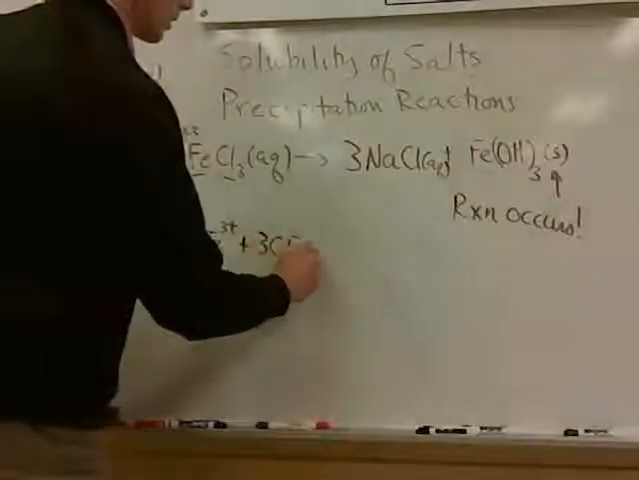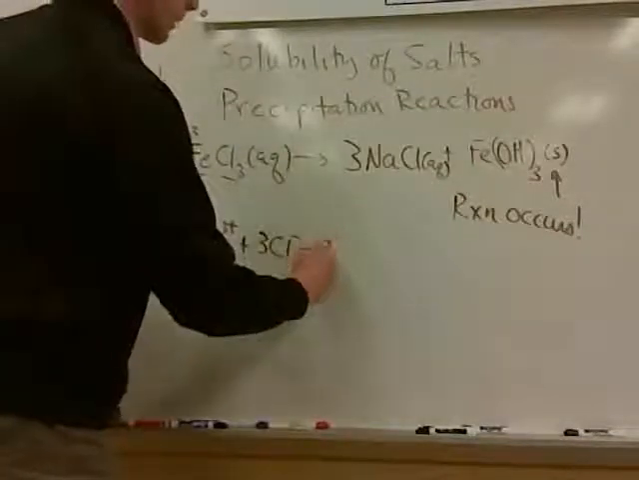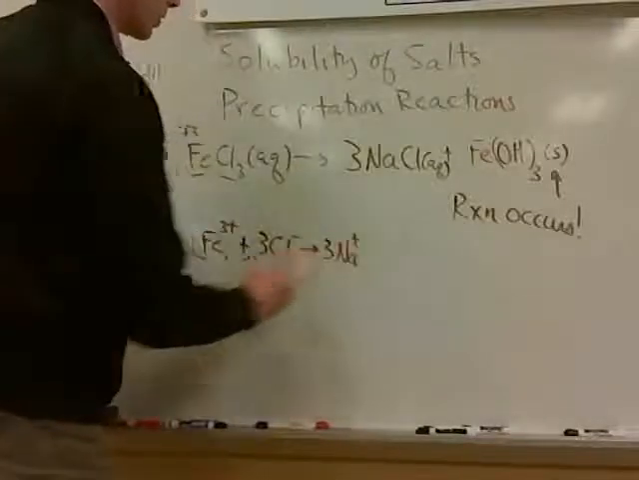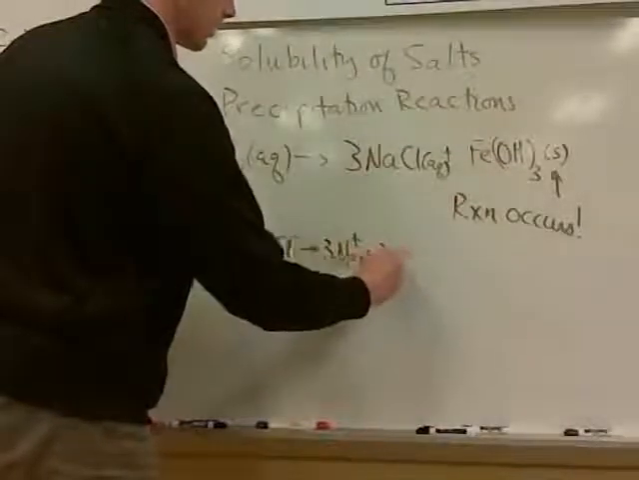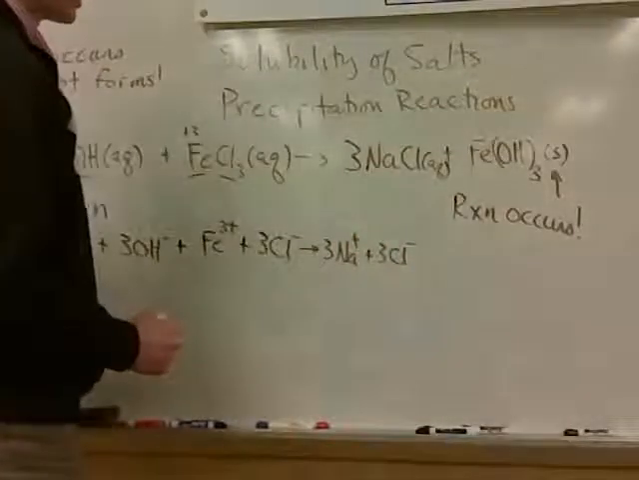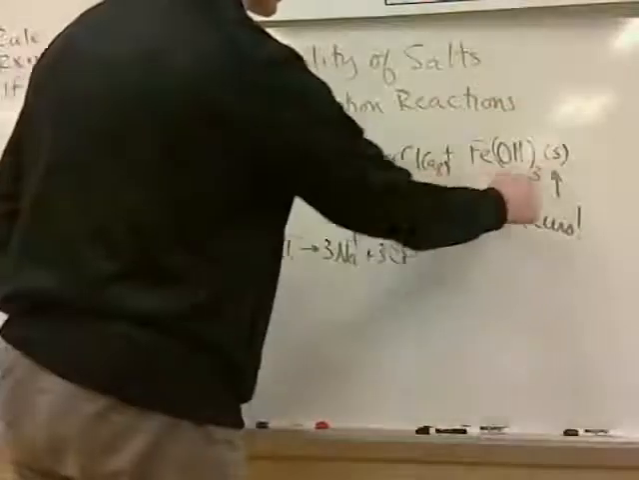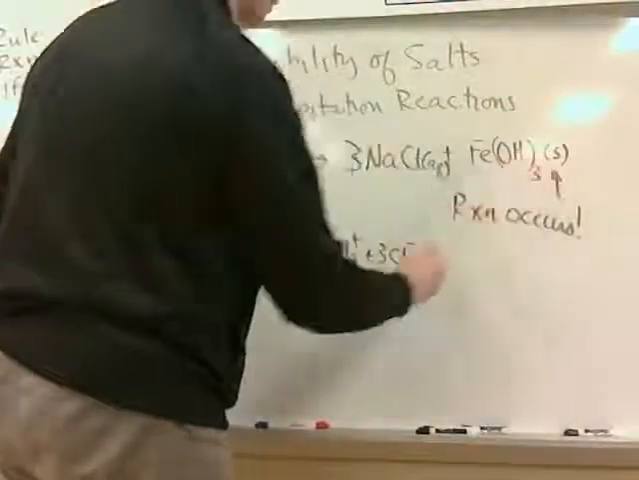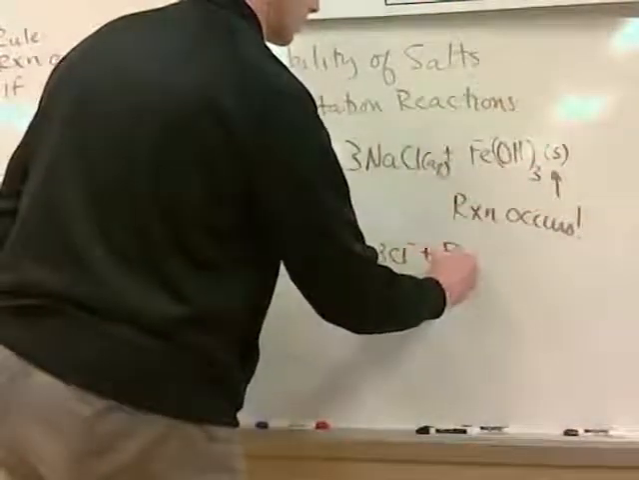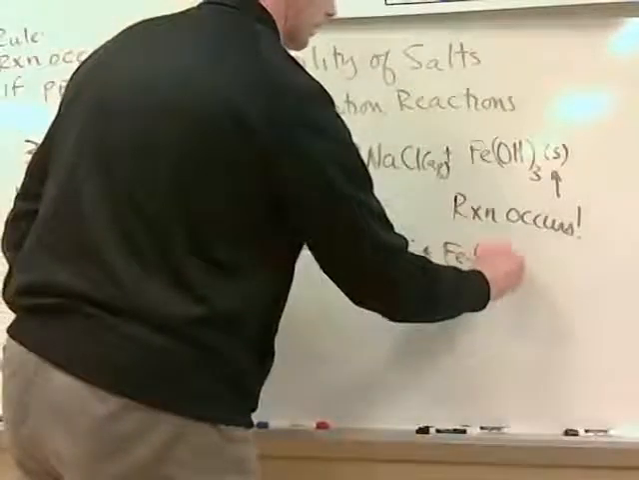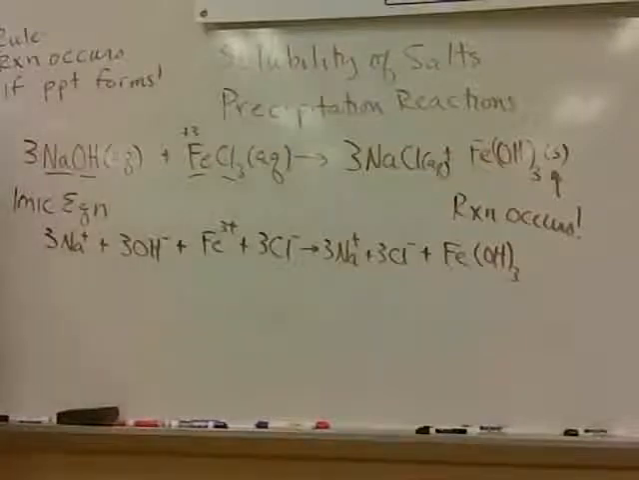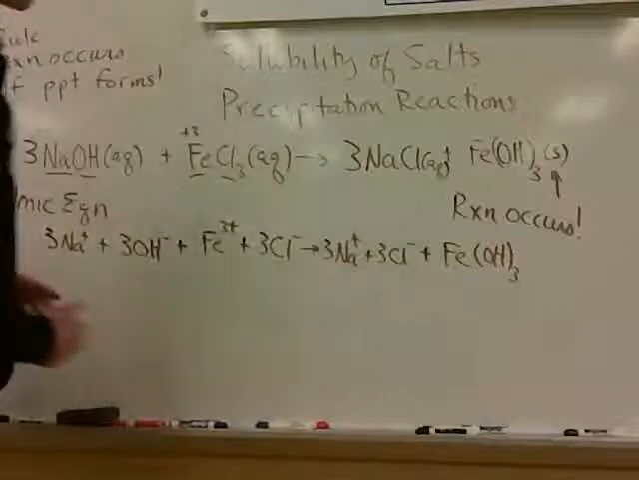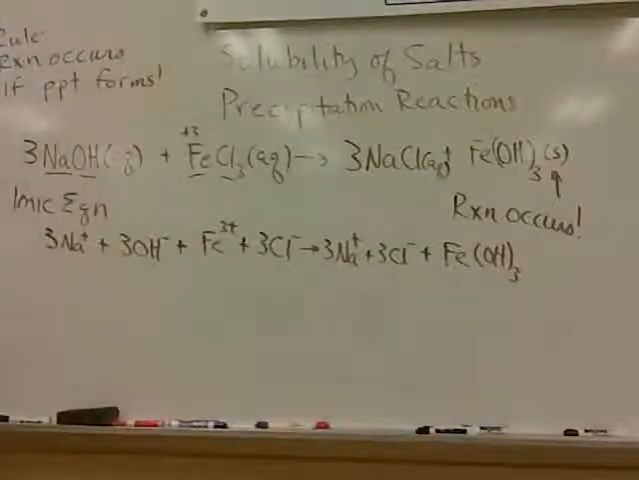On the product side, we have 3 sodium cations and 3 chloride ions. Then lastly, since this is water insoluble, we will leave that ferric hydroxide alone. And this is what's called the ionic equation, where it's showing all the possible ions that form in the equation.